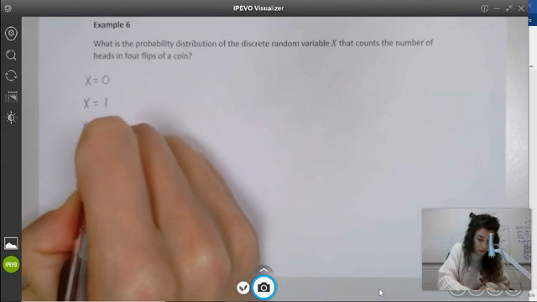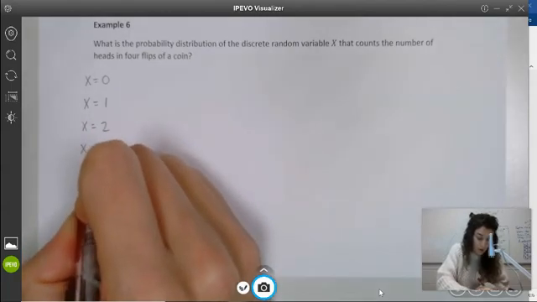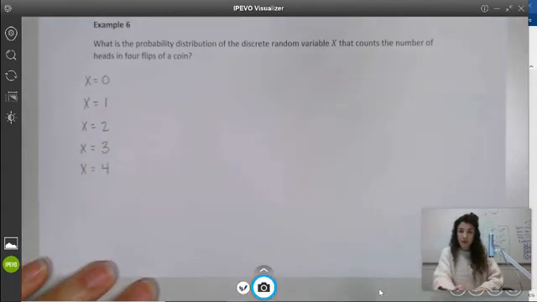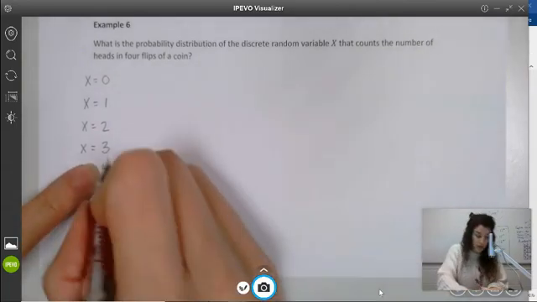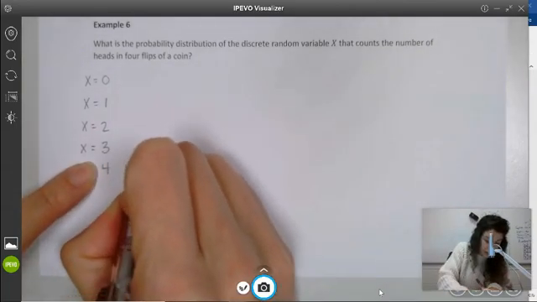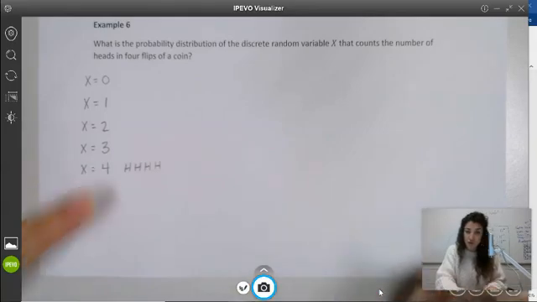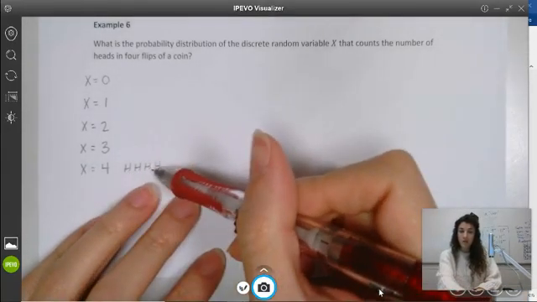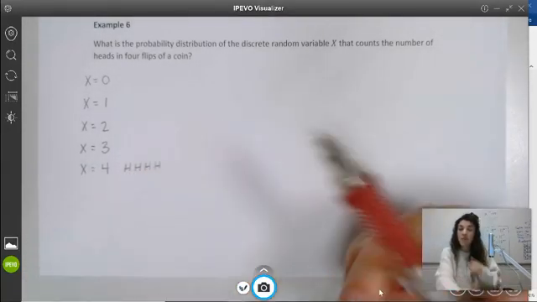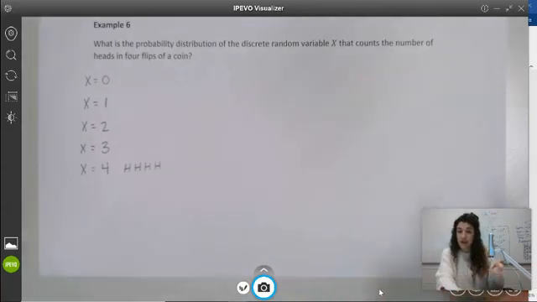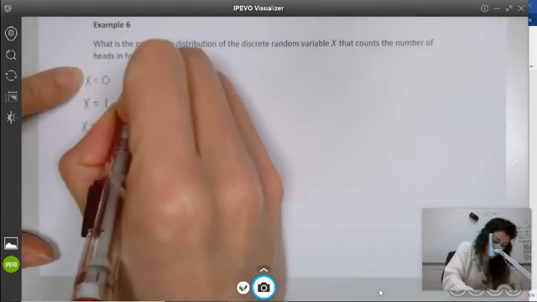2, 3, or 4. So if 4 heads showed up, that meant that it would be H, H, H, H, right? All 4 of those tosses turned up heads, and that would be 1 occurrence that had happened. If 0 heads showed up, that meant that it was all tails.